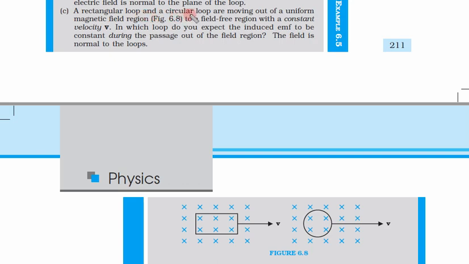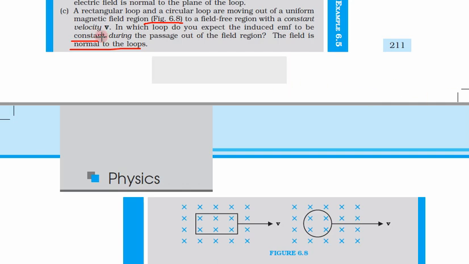A rectangular loop and a circular loop are moving out of a uniform magnetic field region, figure 6.8. Here it is shown. So we have a regular and uniform magnetic field region. This is our uniform magnetic field region. Now a rectangular loop and a circular loop are moving inside this. In which loop do you expect the induced EMF to be constant? So we are asking if the EMF will be constant or not during the passage out of the field region. So in which loop will the EMF generated be constant? The field is normal to the loops.